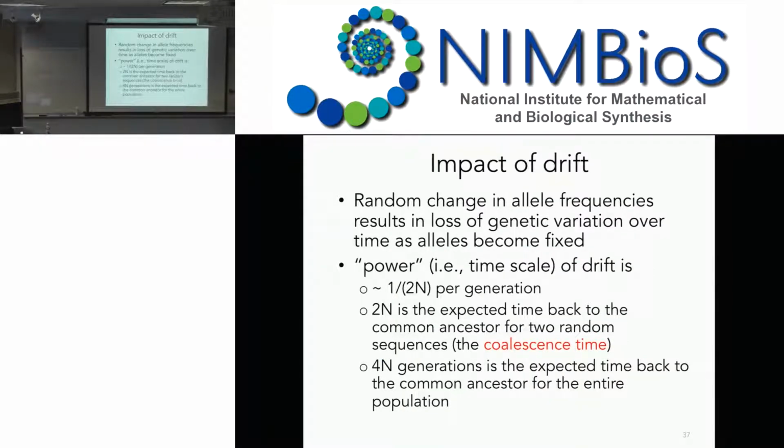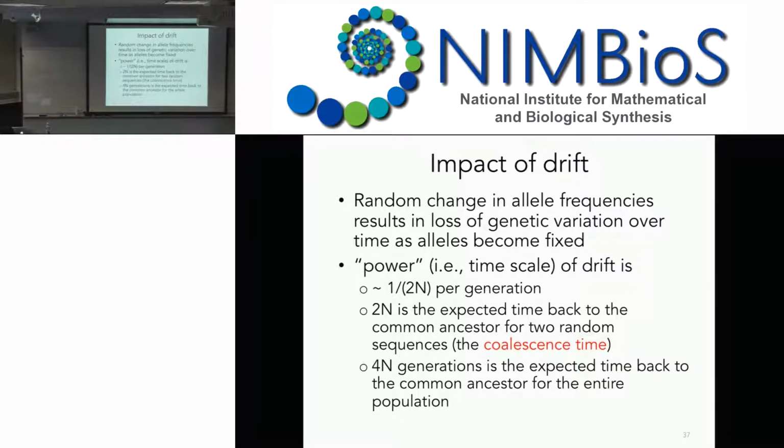To summarize about drift so far: random change in allele frequencies results in the loss of genetic variation. Allele frequencies change. Eventually they'll change to reach either 0 or 1 without any force introducing new variation. That allele now shows no variation because it's either fixed for one copy or the other. The time scale of the drift is about 1 over 2N.